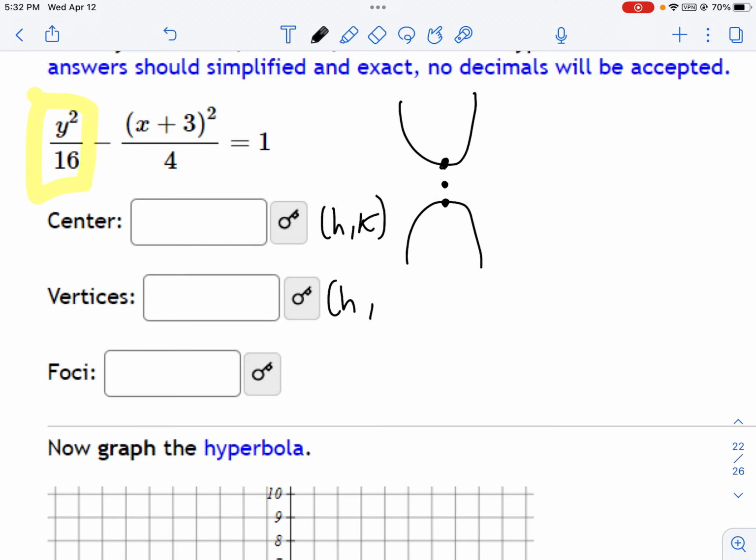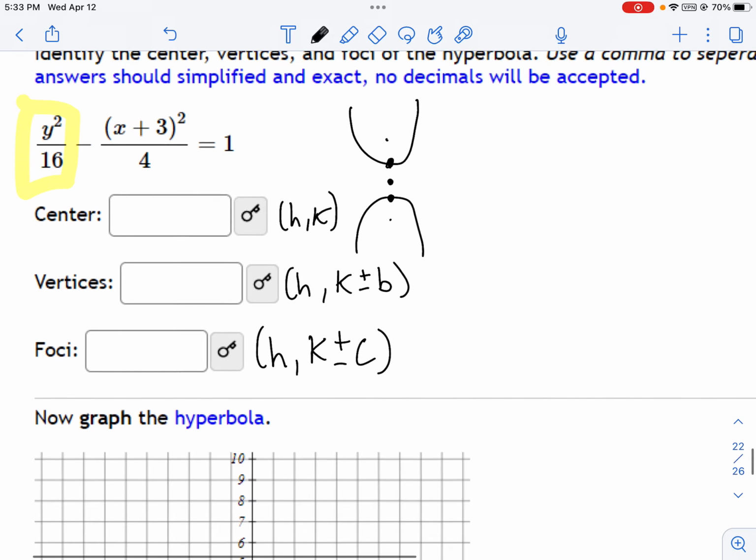Your h value is going to stay the same, and your k value is going to be adding and subtracting the vertical difference, right? The vertical change. And then your foci are going to be even further within those direction of openings. So again, h value stays the same, and that'll be k plus or minus whatever that vertical distance is. We usually call that c for the foci. So let's get right into it.